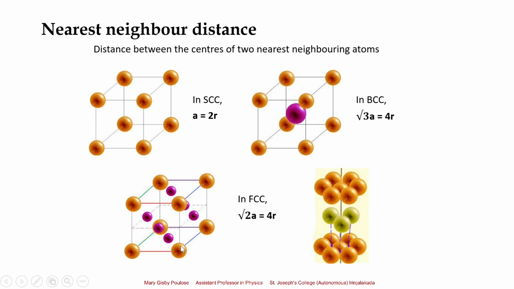In the hexagonal close packed unit cell, the nearest neighbor distance is given as 2r equals a. Here we can see that the corner atoms on the hexagonal plane are touching each other, right? Hence, 2r is equal to the lattice constant a.